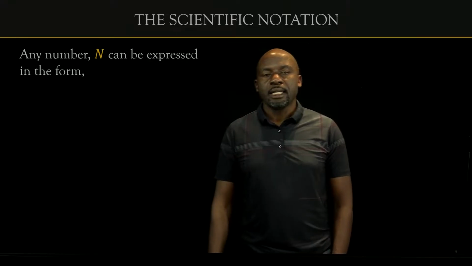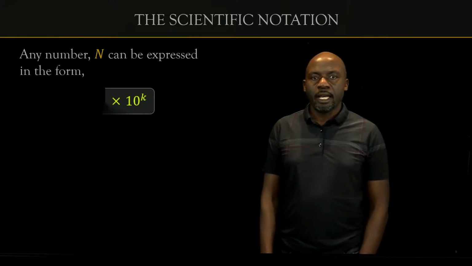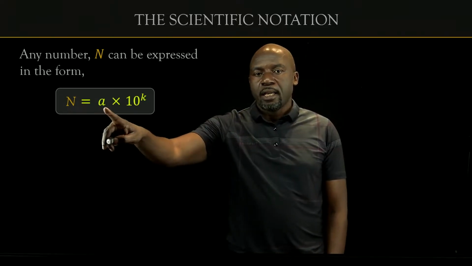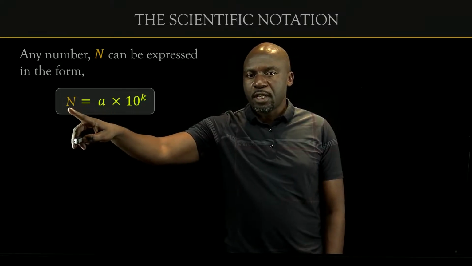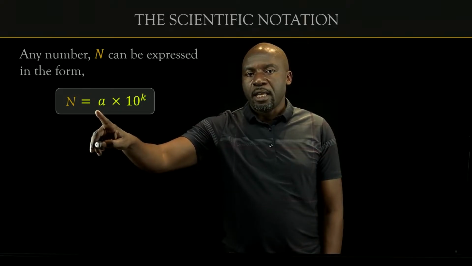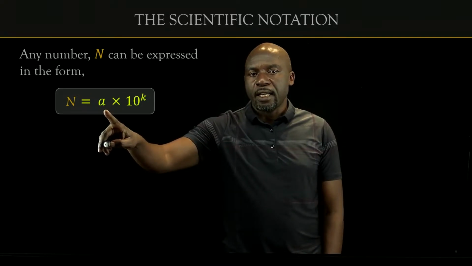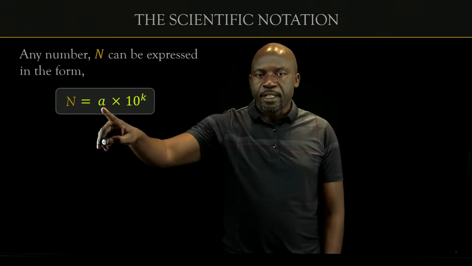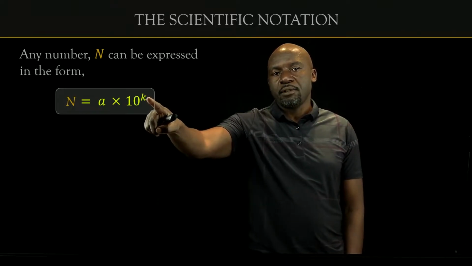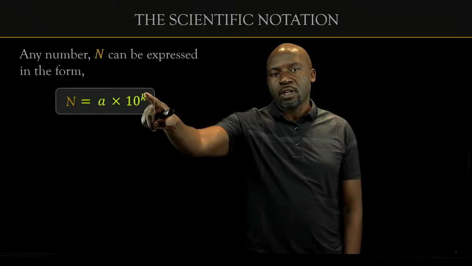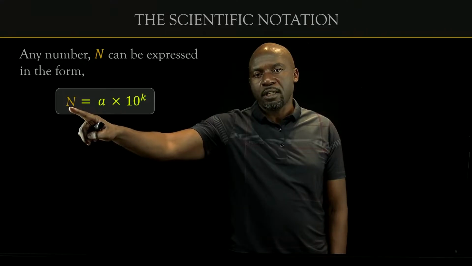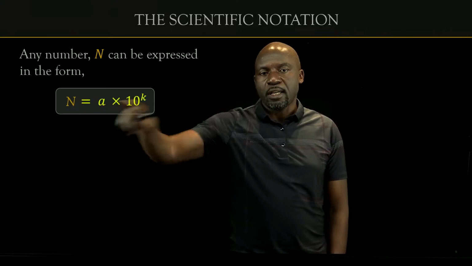We are saying any number n can be expressed in the form n equals a times 10 to the power of k, where a is a number with the same digits as n and in the same order as n, but a must lie between 1 and 10. A can be 1, but a cannot be 10. But any number lying in between is acceptable. K is an integer value whose value depends on how many steps you need to move the decimal point on the number n so that it is on the number a.